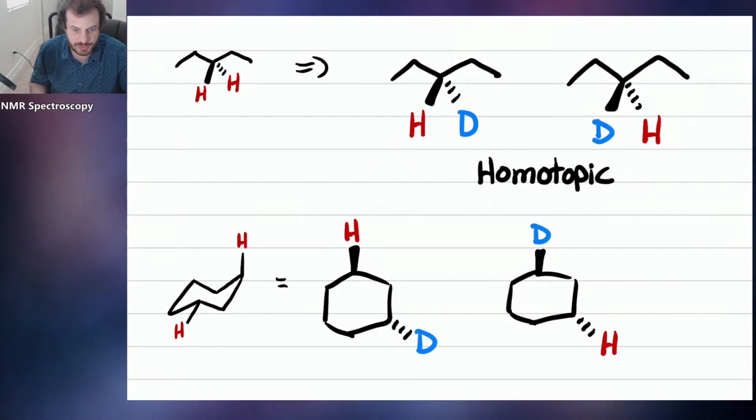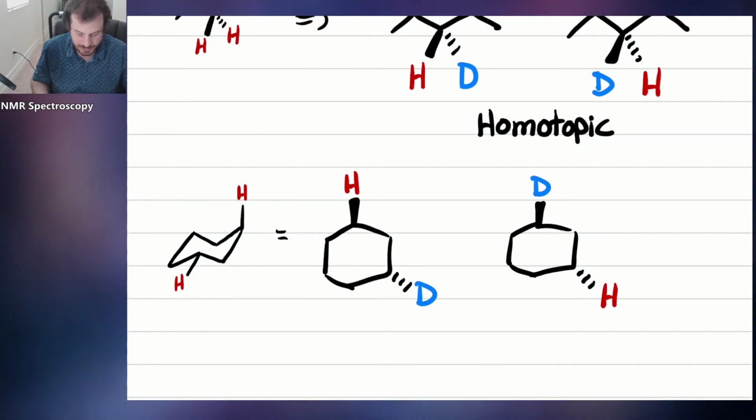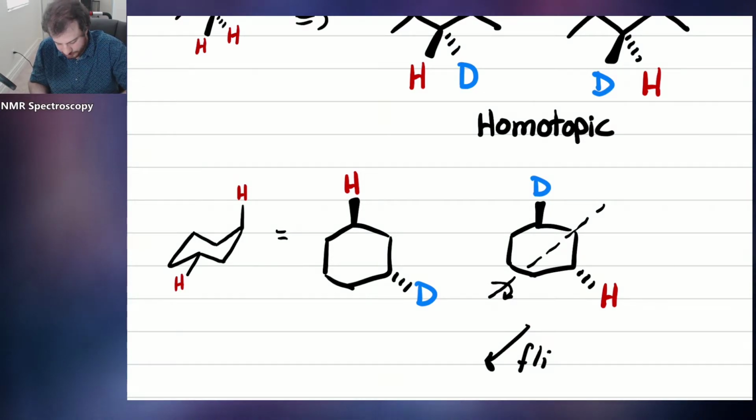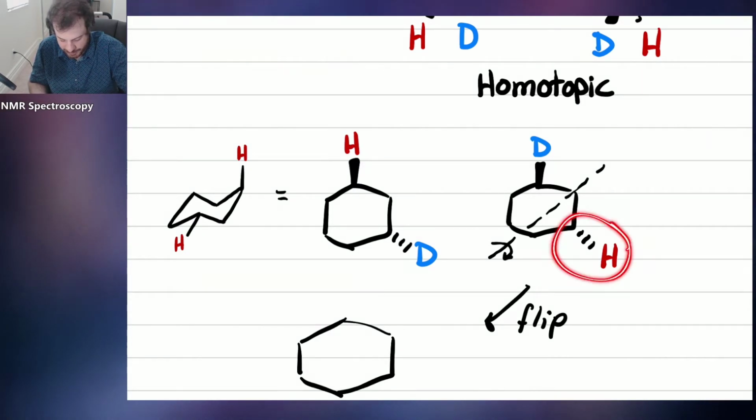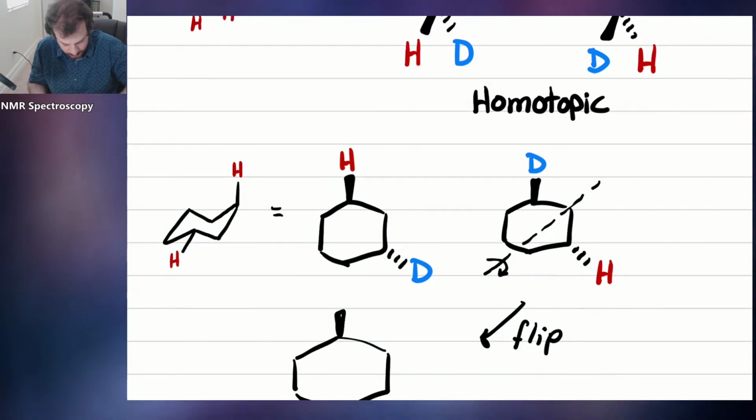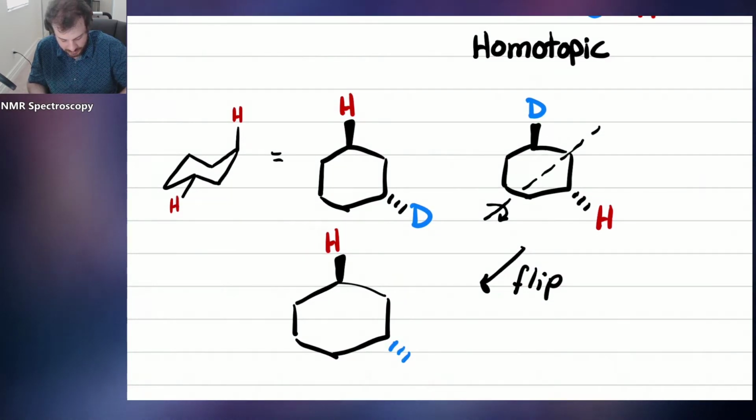Okay, what's the relationship between these two compounds? Remember, don't compare until you flip. So let's go ahead and flip this compound around this axis here to put the H where the D is. And if I do that, the H, which is going to be a dash, is going to become a wedge. And the D, which was a dash, is going to flip down and become a dash. It was a wedge, now it's a dash. Okay, what's the relationship between these two compounds? They're the same thing, so this is going to be homotopic.